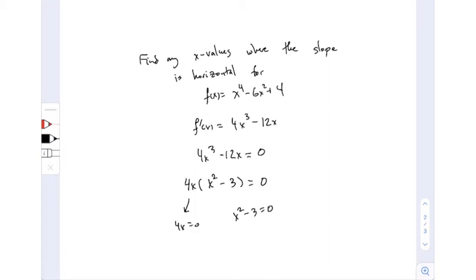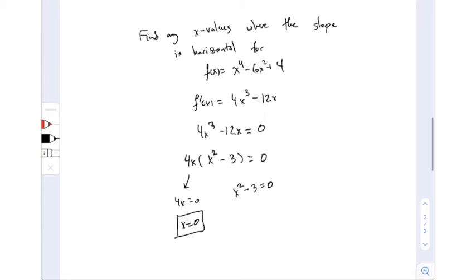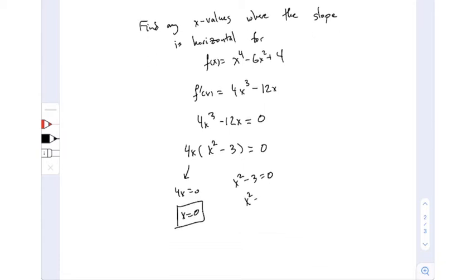This is x equals 0, so this is one. I'm going to get several answers. One of them is x equals 0. And then this one I could write as x squared equals 3, x equals plus or minus root 3. So here I have actually three separate answers: 0, square root 3, and negative square root 3. All right. Anybody have any questions about those? Great.